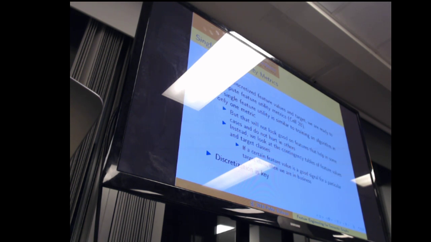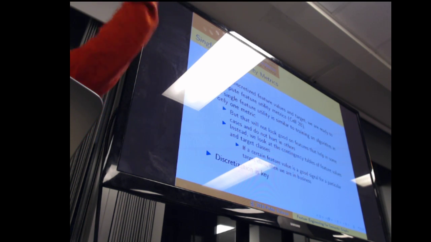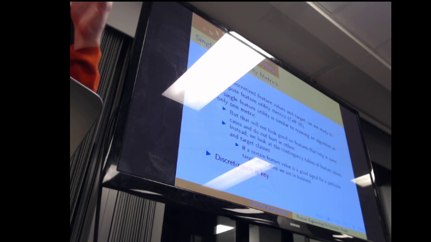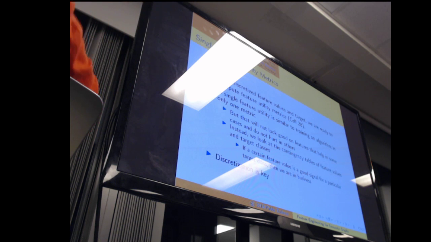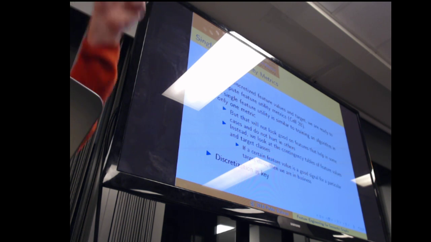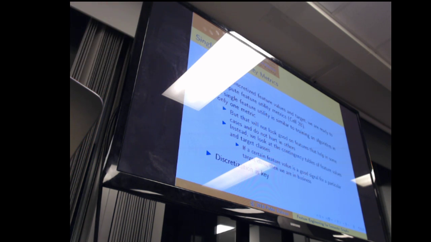So you have a feature that for a certain value of that feature, it really predicts very well a particular value of the target class. And the rest is not that good. But you can expect that the machine learning can use that link to make a better classifier. So instead of doing one-feature-only machine learning, you look at the contingency table for that feature versus the target class and see whether a particular value is good. And of course, the discretization then is key.